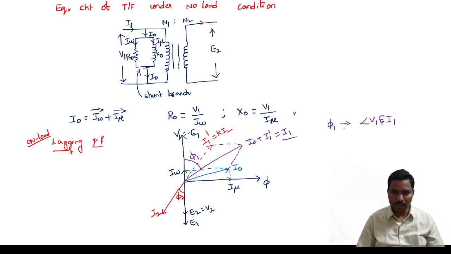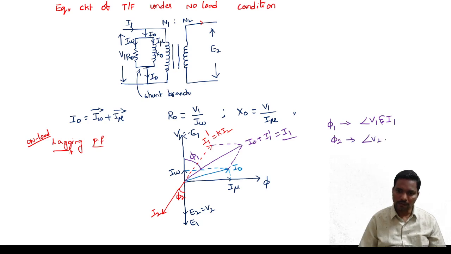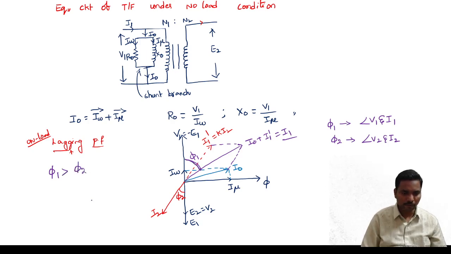Now this is the angle between V1 and I1, let us take this as phi 1, and phi 2 is the angle between V2 and I2. From these two, what can you understand, guys? Phi 1 is more than phi 2. That means cos phi 1 is less than cos phi 2.